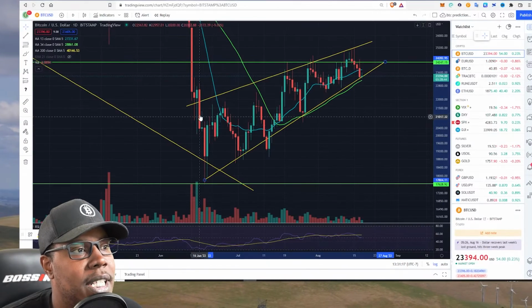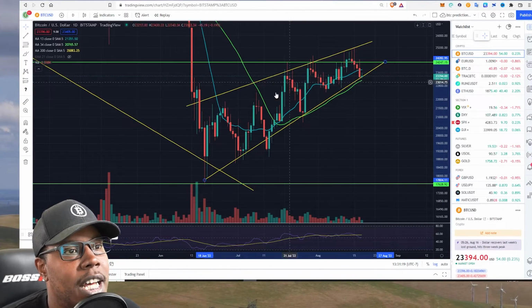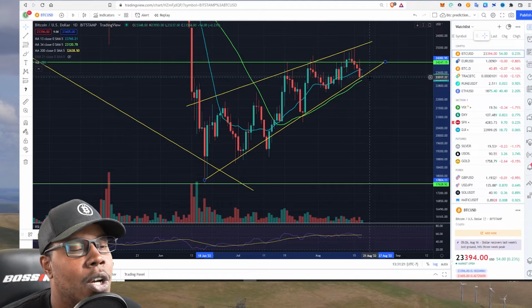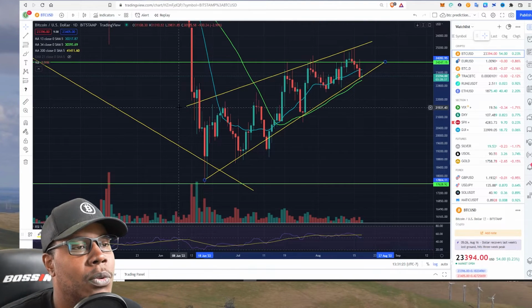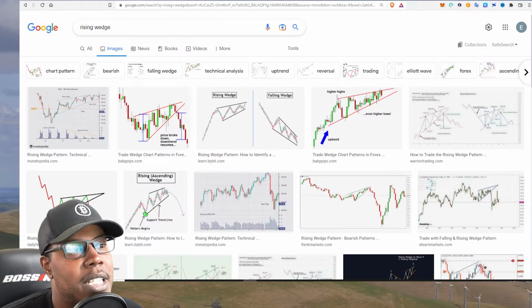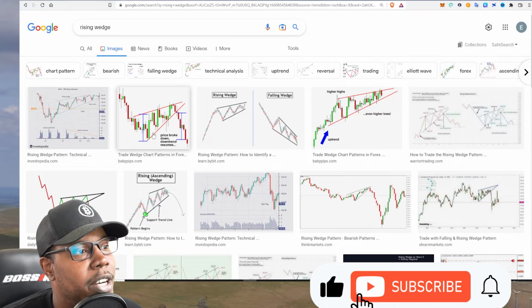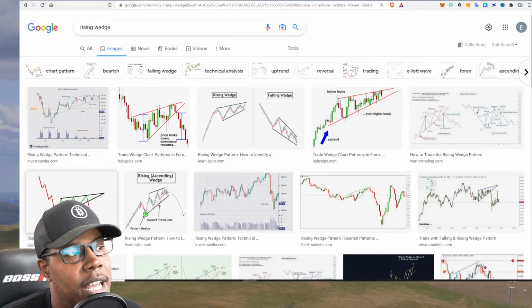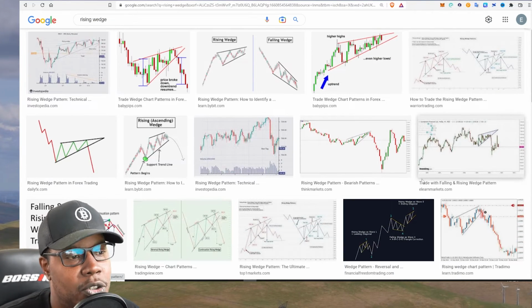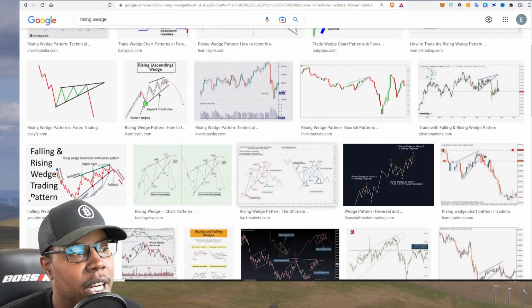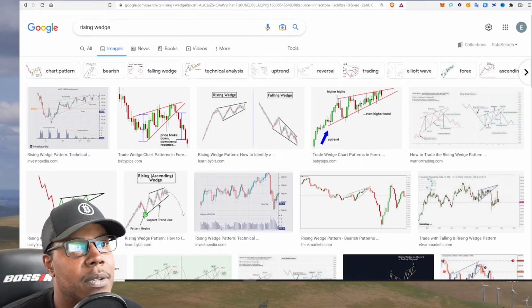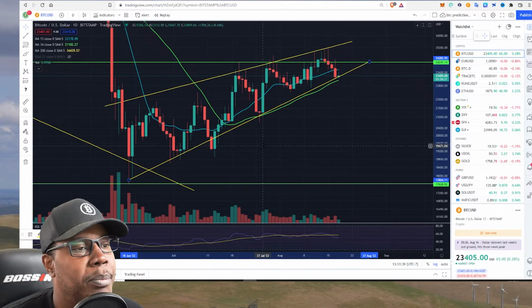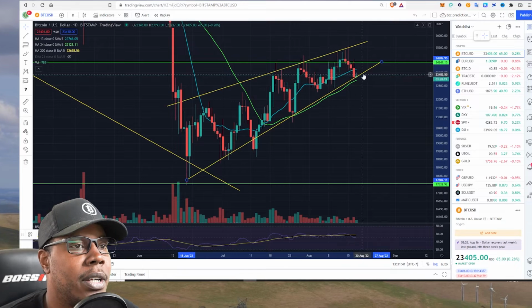So this is the Bitcoin chart pattern right here. I'm looking at this daily chart. We can see that we have this top trend line and this lower trend line, and when you put these trend lines together, it makes a rising wedge, which is this pattern right here. And you can see that in all of these models, rising wedges have a very high probability of breaking to the downside. So coming back to the Bitcoin chart, we can see that's the type of pattern that we're in.